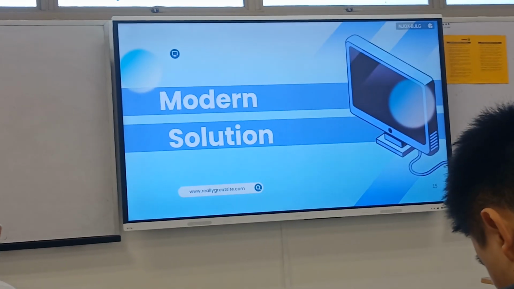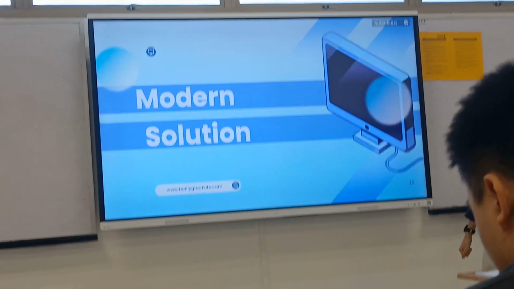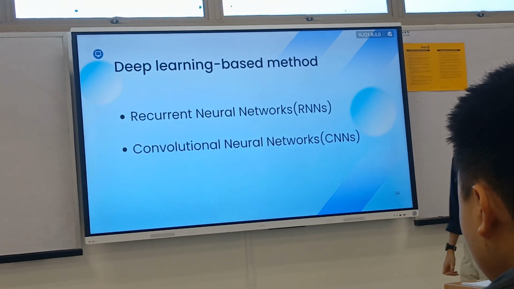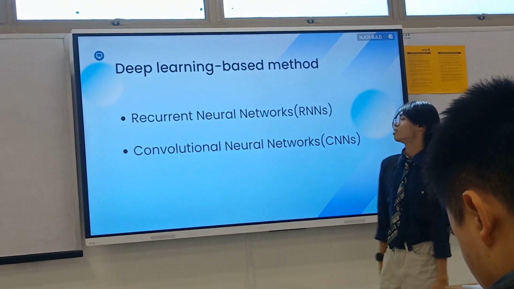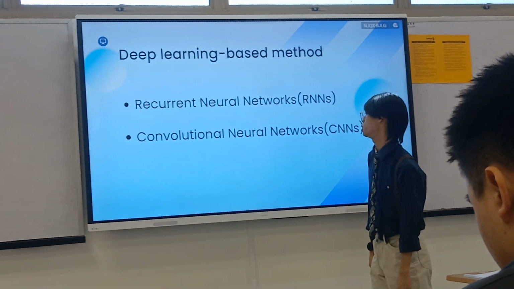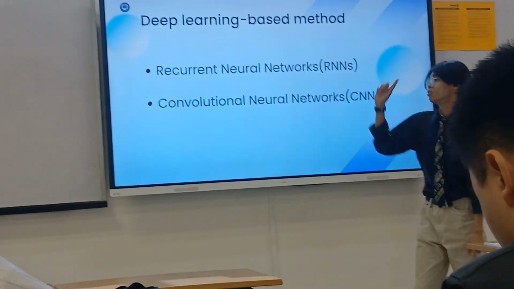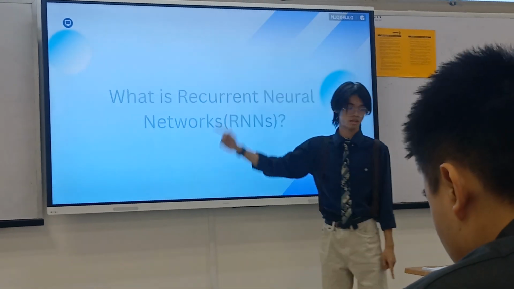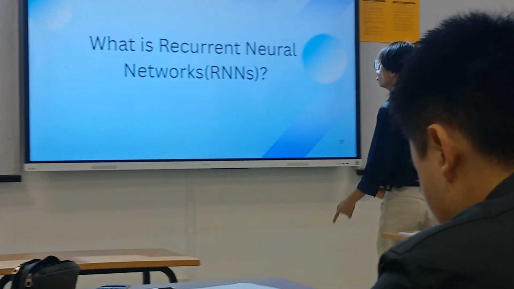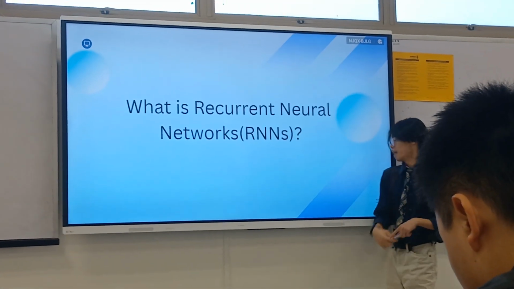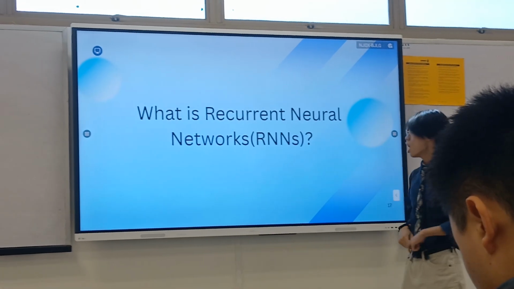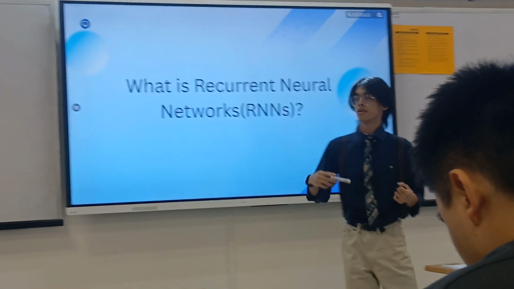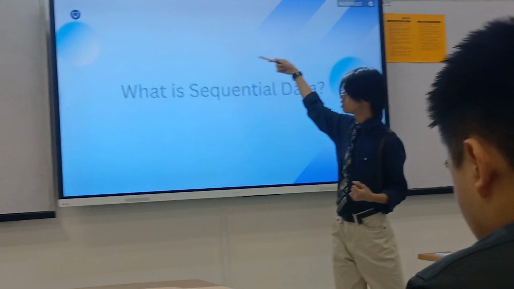Now moving on to modern solutions. Next slide. In modern solutions, we use deep learning based methods. Deep learning based methods are basically split into two main parts. One is recurrent neural networks and the other is convolutional neural networks. Let's talk about recurrent neural networks first. What are recurrent neural networks? It is a neural network that processes sequential data. Next slide.